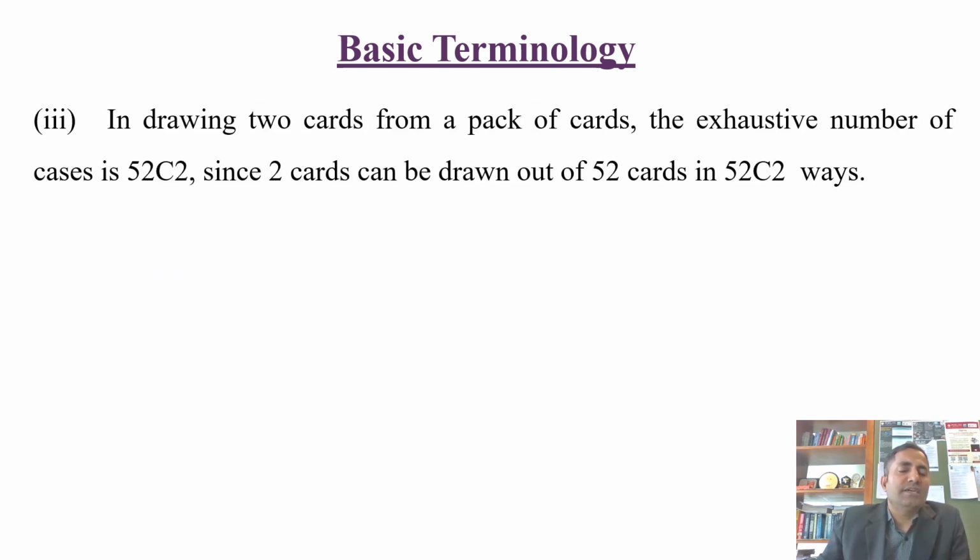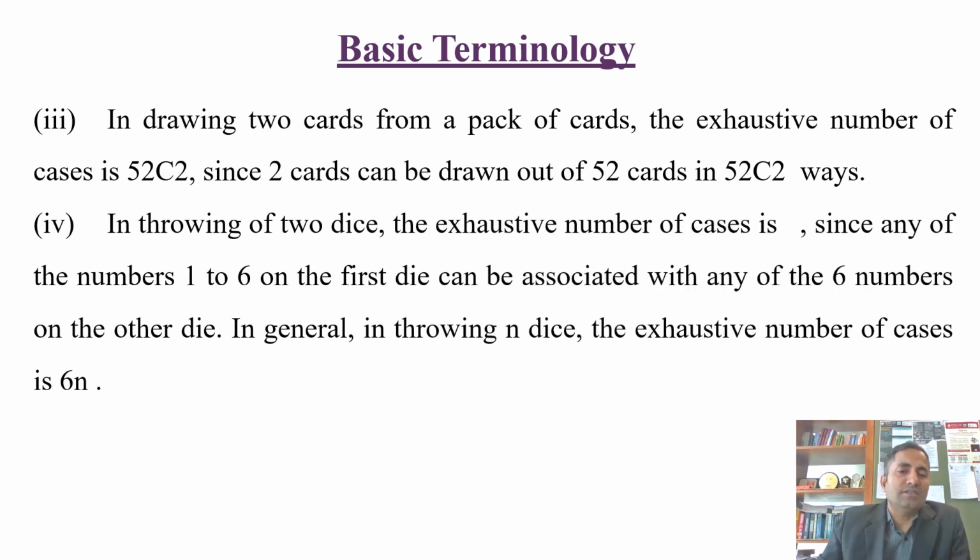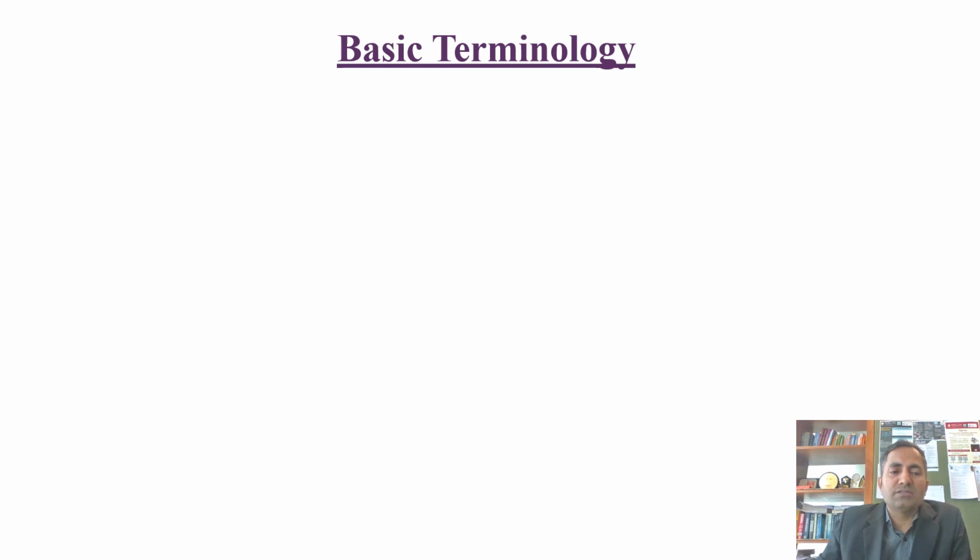These are a few examples that you can read and study from books also. Suppose you are throwing two dice, so the number of exhaustive cases will be 36. Any number from 1 to 6 can come on the first die, and the same 1 to 6 on the second die. The combinations of 1 to 6 with 1 to 6 make 36 combinations. For n dice, it is 6 to the power n. It is not 6n, it is 6 to the power n. For 3 dice, it will be 6 times 6 times 6, which is 216 exhaustive cases in the sample space.